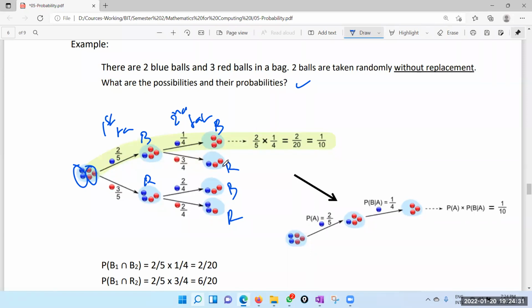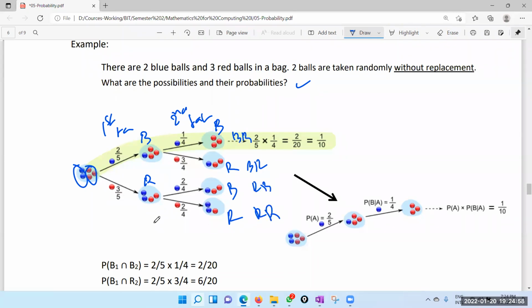1 out of 4. Right? What is the probability of getting red? 3 out of 4. On the other side, if the first one is red, now we have 2 reds and 2 blue. What is the probability of getting blue? 2 out of 4. What is the probability of red? 2 out of 4. Now we have 4 possibilities: blue blue, blue red, red blue, and red red.